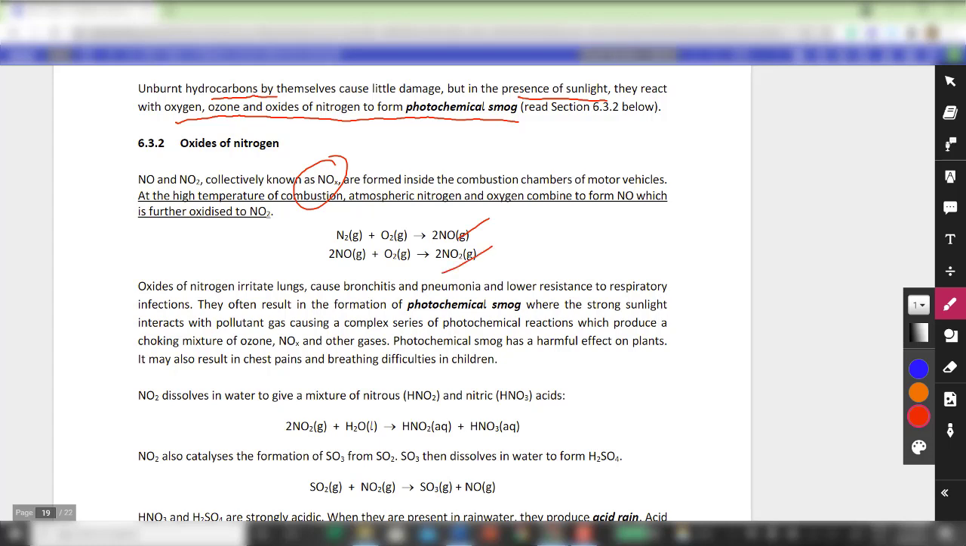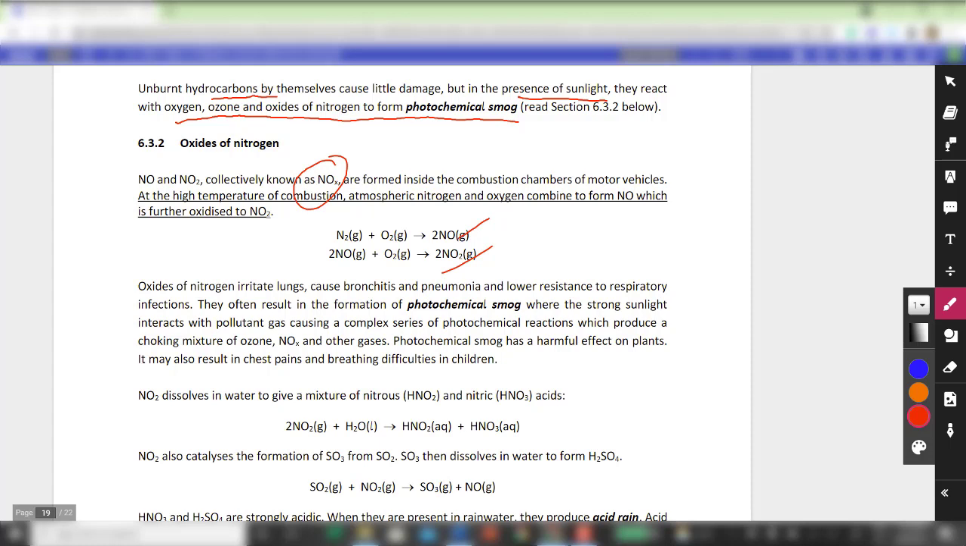You realize that in our normal environment we have a lot of nitrogen and oxygen around us, but they don't react. They do not react because when they collide, they just bounce off like billiard balls, since there is not enough energy to overcome the activation barrier. But once in the internal combustion engine, there is sufficient energy.